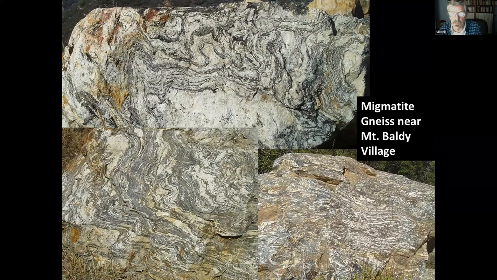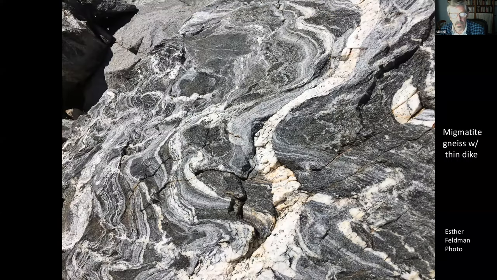So we have migmatite gneiss near Mount Baldy Village. It's a metamorphic rock. It's high pressure, high temperature. The rock was not melted, but deformed when it was so hot that it was moving in a plastic sense. Here's another migmatite gneiss somewhere else. I'm not sure where, but I was given the slide.